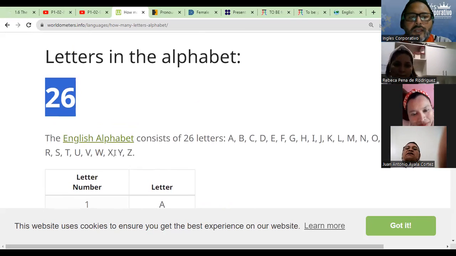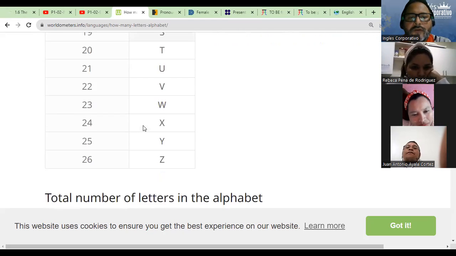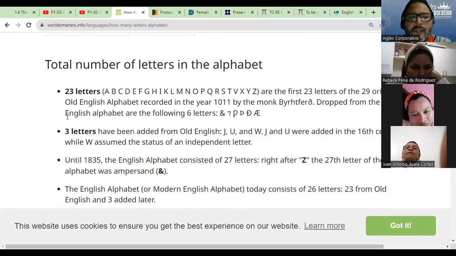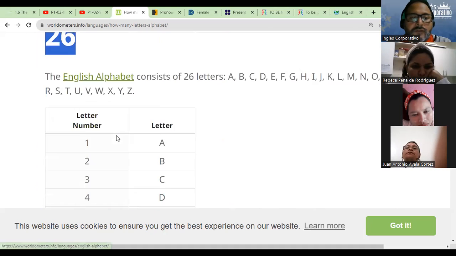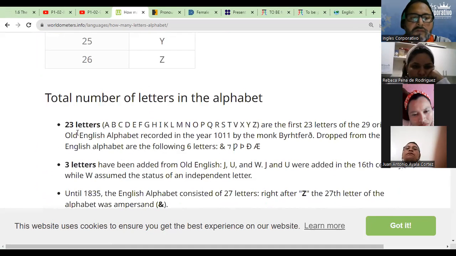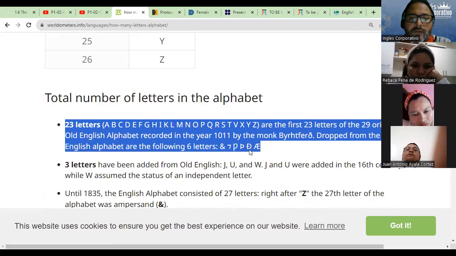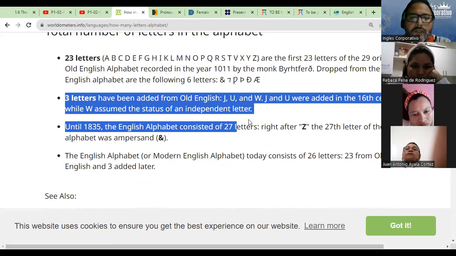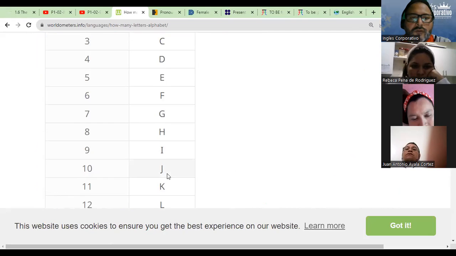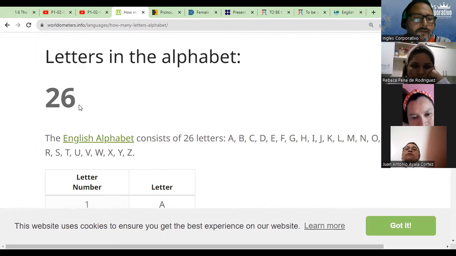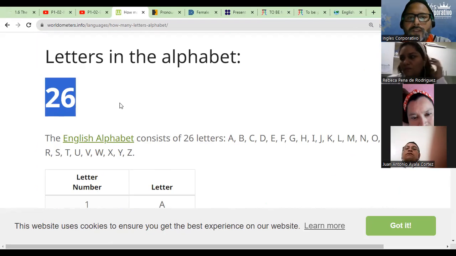Z. Now you are clear that we have 26 letters, and now that you have studied them, you know the way to pronounce them, right? I already shared the link so that you can have extra information as you wish. It is important for you to read it, but you can read it later. That's why I share the link with you. What really matters to me is that you be aware of having 26 letters in English, okay?